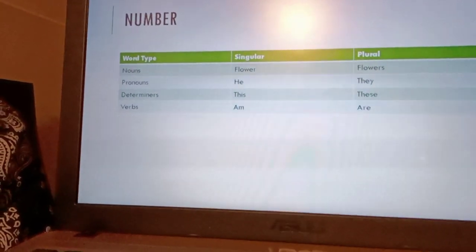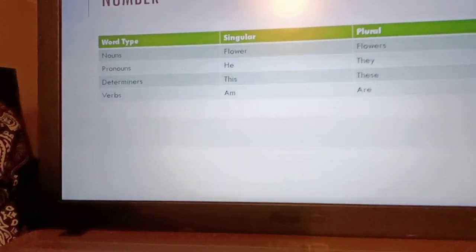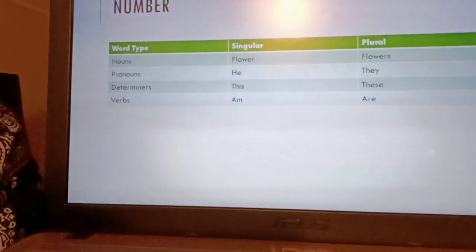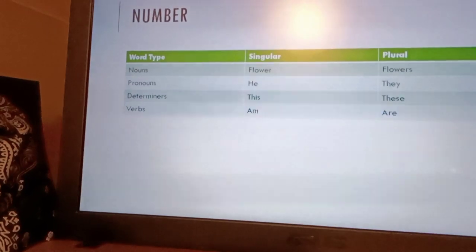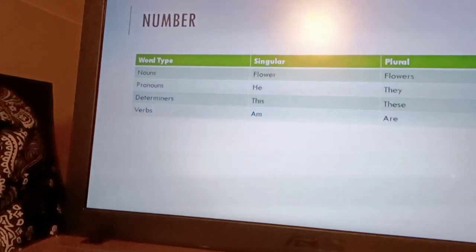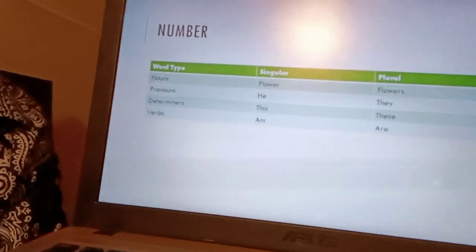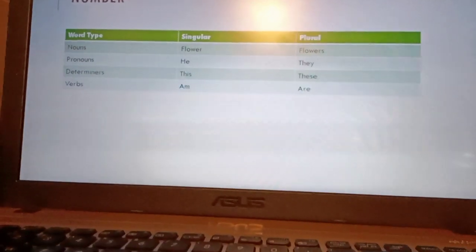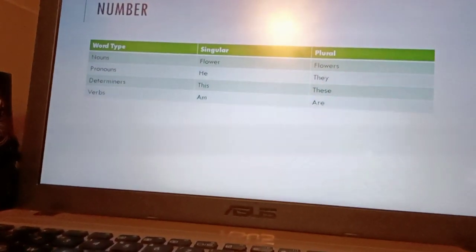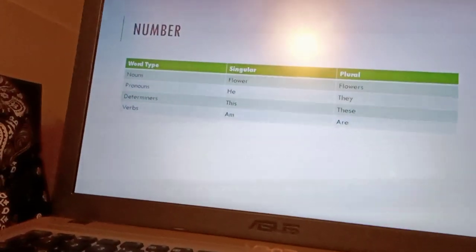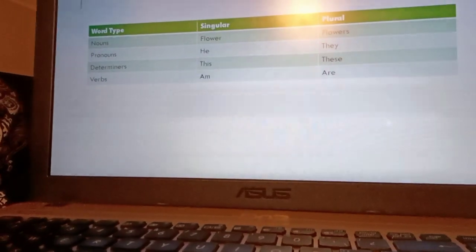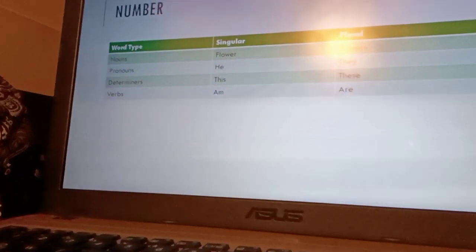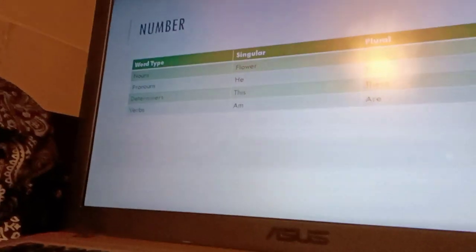There are word types such as nouns, pronouns, determiners, and verbs. Nouns in singular could be flower, one example, and in plural, flowers. Pronouns he, and plural they. Singular determiners this, in plural those. Verbs am in singular and are in plural.